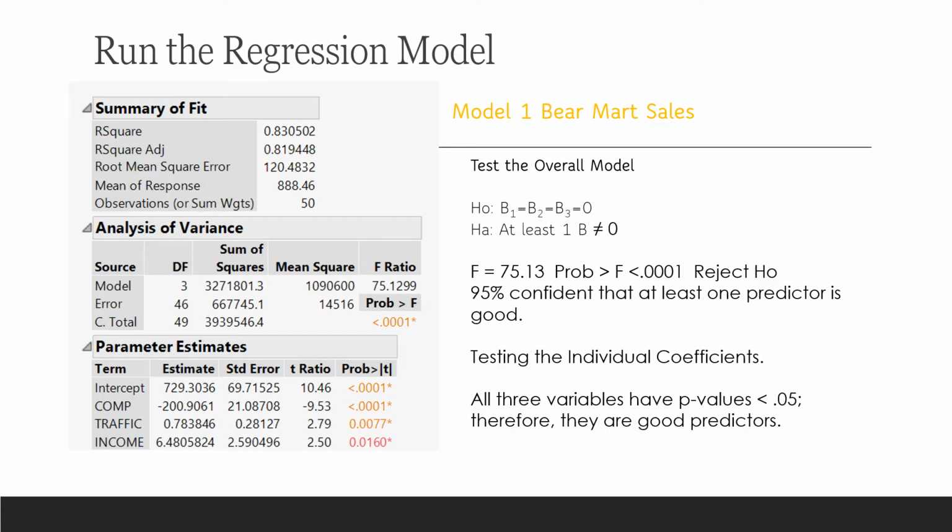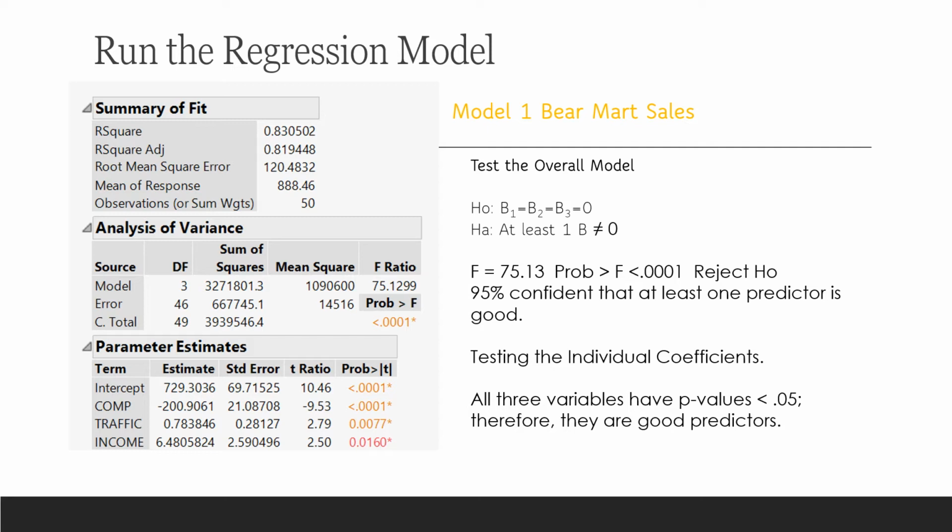Now we'll run the regression model with just those 3 predictors. First, we set up a hypothesis to test the overall model. I have 3 predictors, competition, traffic, and income. So I'll set 3 betas equal to each other and equal to 0. HA will say at least one beta is not equal to 0.